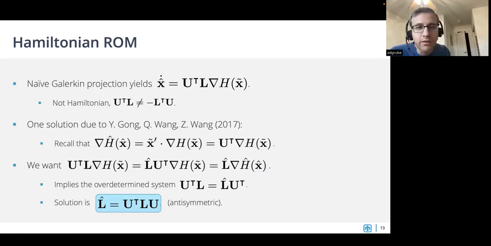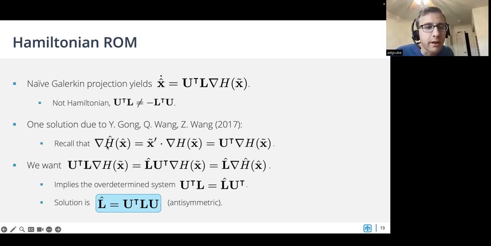Now, one way to fix that is to allow yourself to use more than just Galerkin projection. Of course we want just Galerkin projection because that makes proofs the easiest. That gives us the cleanest way to get from a full order system to a reduced order system. But if you want structure in there, you can't always get it. So one solution that's due to one of my collaborators, Zhu Wang, and others, is to essentially solve a least squares problem instead.